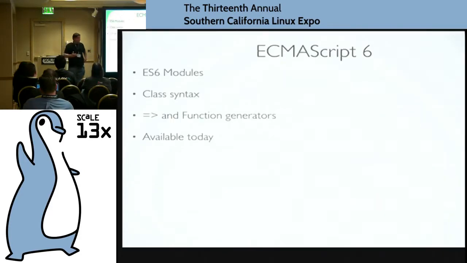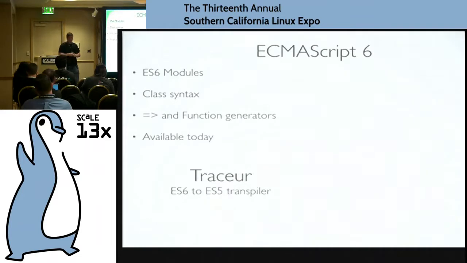ECMAScript 6 adds ES6 modules, so real self-contained modules, things you would expect, class syntax, which looks familiar to developers, the arrow, and function generators. These are dynamic programming constructs. And it's available today. If you want to do it on the front end, there's a project called Traceur. You can dump ES6 code right into your website and add traceur.js, and all the ES6 code works just fine. It's an ES6 to ES5 transpiler. So it takes your ES6 code and just converts it to ES5.